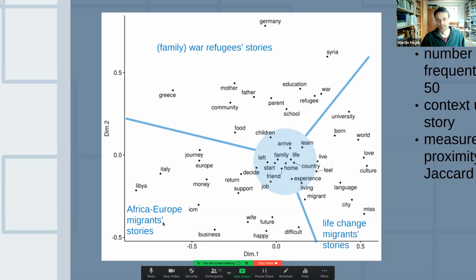Third would be life change migrant stories. I would also call it voluntary migrants, who go abroad to study, to seek different experiences, and to learn languages. And they talk about missing their home country but loving something, looking at the world, and cultural issues, etc. So this is the third segment.